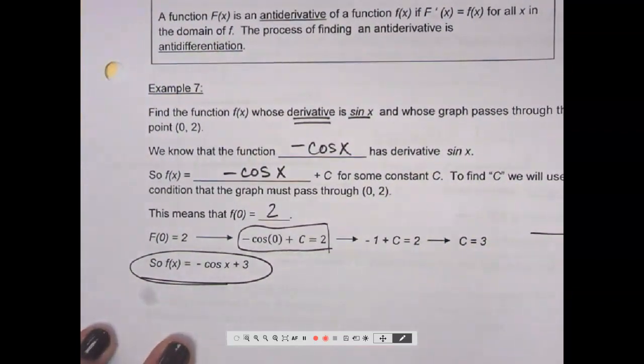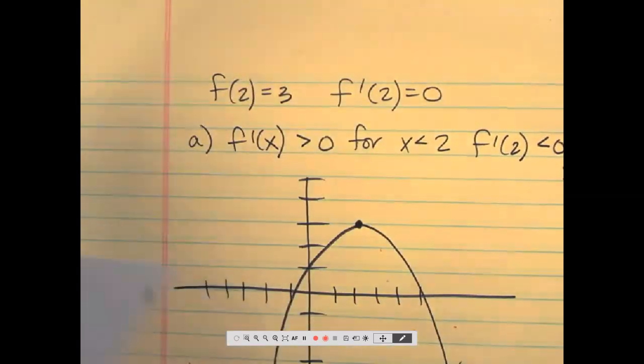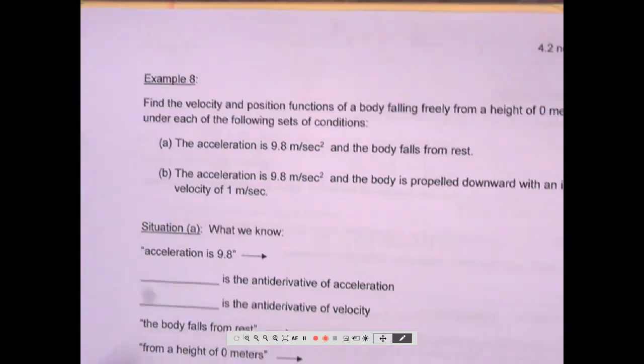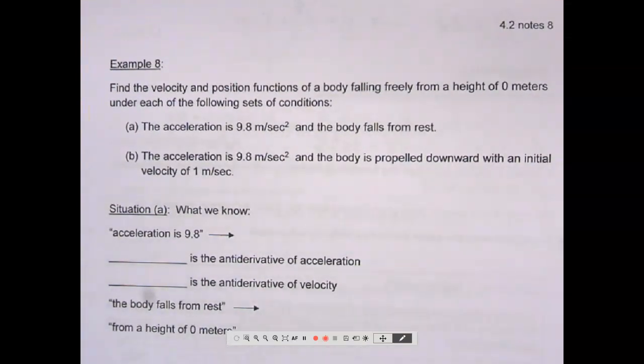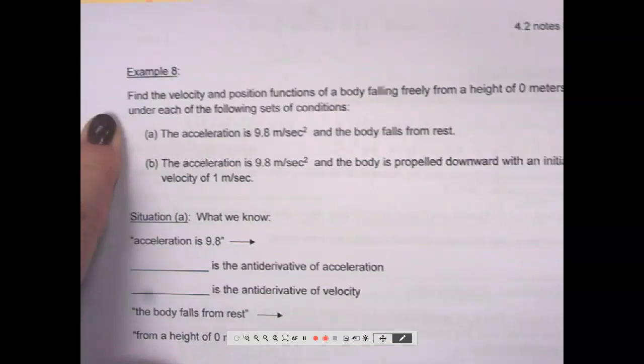Questions on that? All right, the last grande question here. All right, find the velocity and position functions of a body falling freely from a height of 0 meters under each of the following set of conditions. The acceleration is 9.8 meters per second squared, and the body falls from rest. The acceleration is 9.8 meters per second squared, and the body is propelled downward with an initial velocity of 1 meter per second. Okay, so let's talk about situation A here.